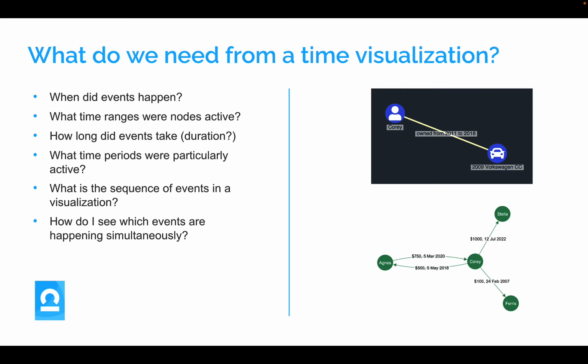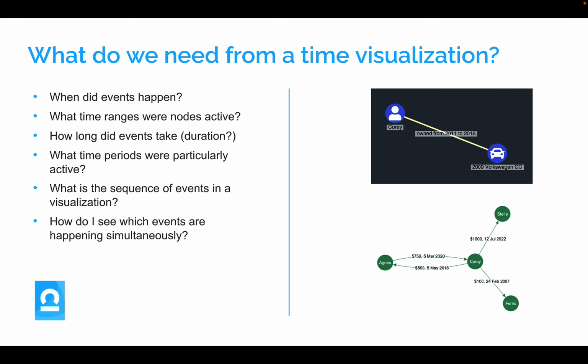But that's not the only thing, not just a single instant in time like a money transfer, but also what time ranges were nodes active. If you look at the example over here on the right, you see that I owned a specific car from 2011 to 2018, for example. That's a range of time, not just a single instant in time, but also something that would be really useful to be able to show coherently in a graph visualization. We also want to be able to identify spikes or patterns of activity where certain things were more active than usual, so that we can identify that and maybe zoom in onto that time range to pay a bit closer attention to it.